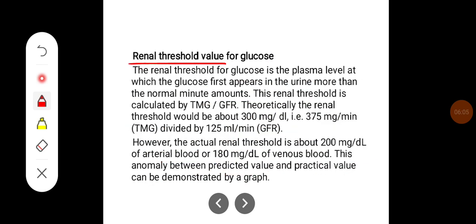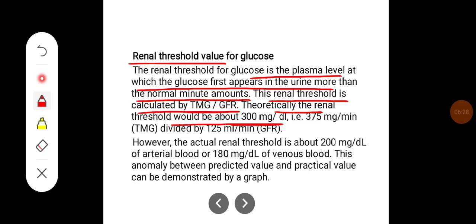Renal threshold value for glucose. The renal threshold for glucose is the plasma level at which the glucose first appears in the urine more than the normal minute amounts. This renal threshold is calculated by TMG divided by GFR. Theoretically, the renal threshold would be around 300 milligrams per deciliter, that is 375 milligrams per minute TMG divided by 125 ml per minute, that is GFR.